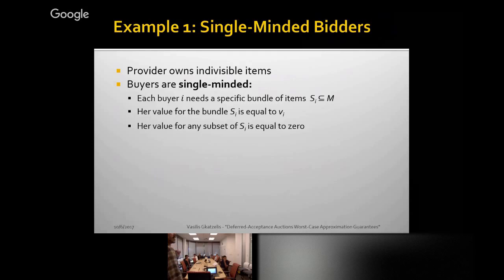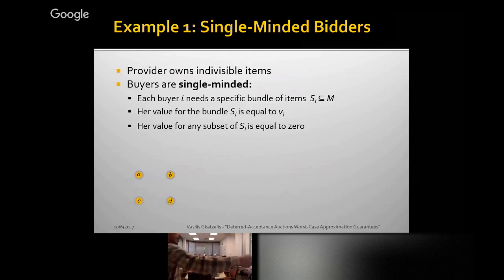Right? So this is a kind of combinatorial auction where each buyer needs a specific bundle of these items, and her value for these items is what the VI is. So essentially saying, I have a value. If I get this set of items, my value is VI. If I get anything less than that, my value is 0. So I value nothing other than that subset.